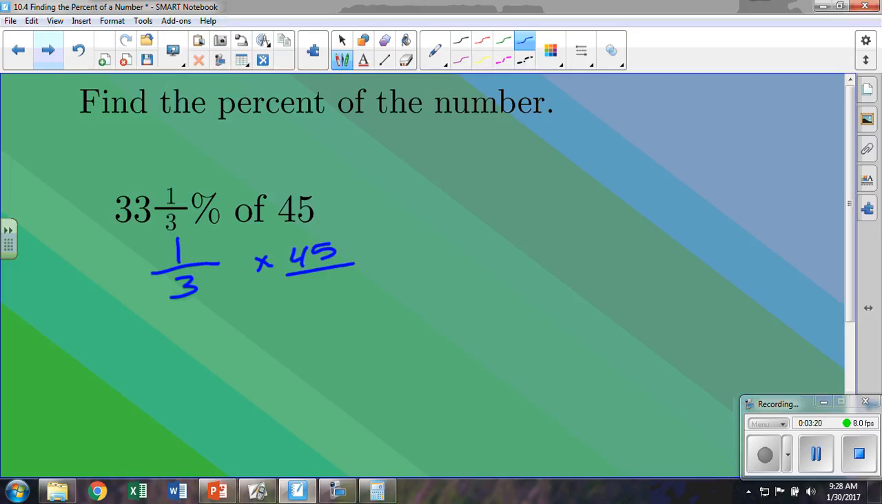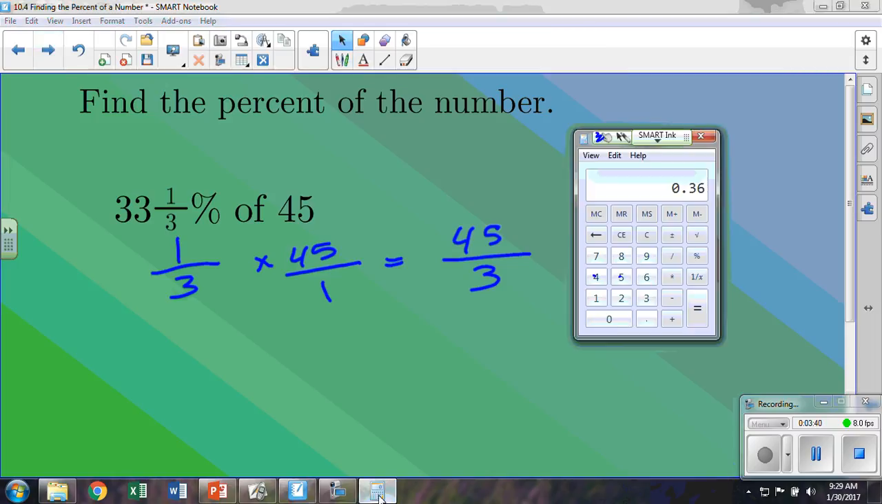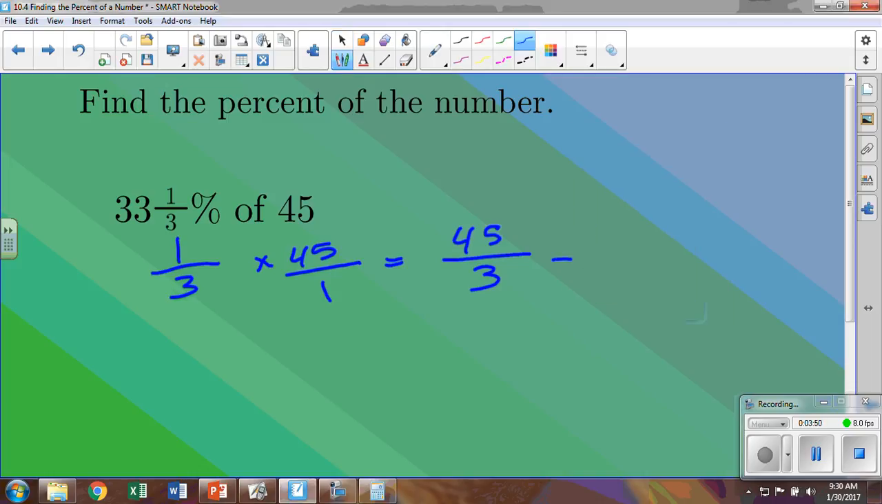We know how to multiply fractions. Straight across the top, straight across the bottom. 1 times 45 is 45. 3 times 1 across the denominators. And of course, 45 divided by 3. Come on, you can still use calculators if you want. Alright, so if you need to use a calculator to help you out with some of the dividing, 45 divided by 3. There, you've got 15. And we're done. 33 1/3% of 45. That is 1/3 of 45 equals 15.